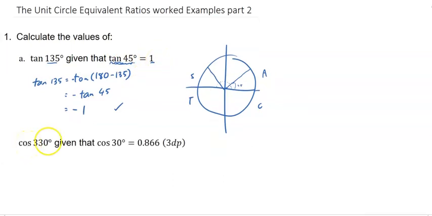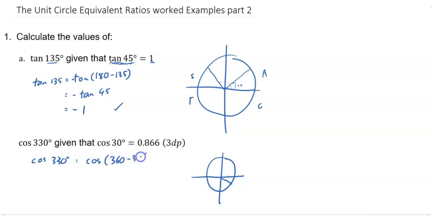Cos 330 degrees, given that cos 30 degrees equals 0.866. So, again, unit circle, 330, starting at the x-axis all the way around, and we get to here. That's 330 degrees. So, we can say that cos 330 degrees equals cos 360 minus 330 equals cos 30.